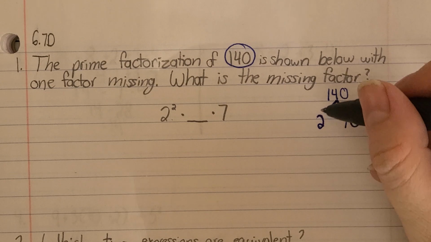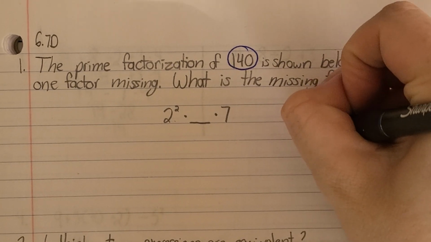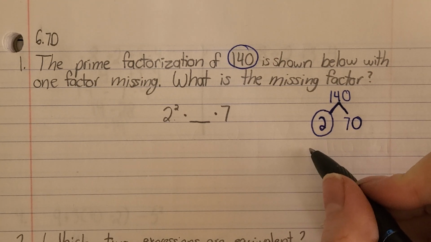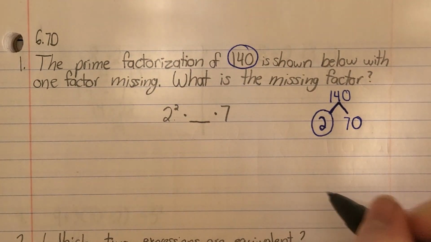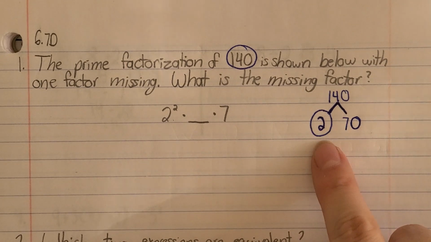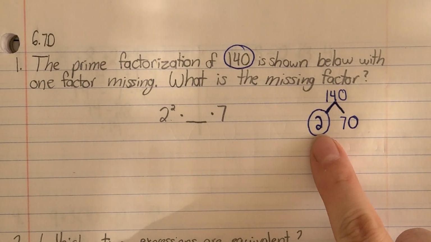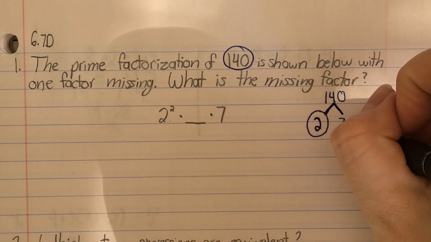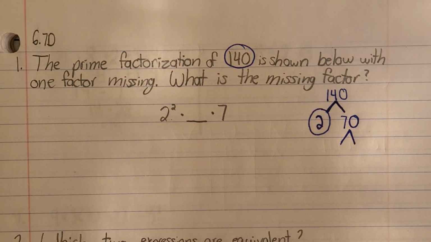So 2 is prime. So that branch is done, because if I don't end it and I keep going, I'm just going to keep writing 1 times 2, 1 times 2. It'll never stop. Okay, so 2 is done. That's as far as we can go without it repeating. So 2 is prime.